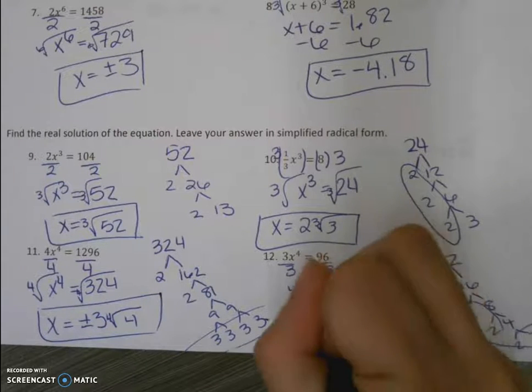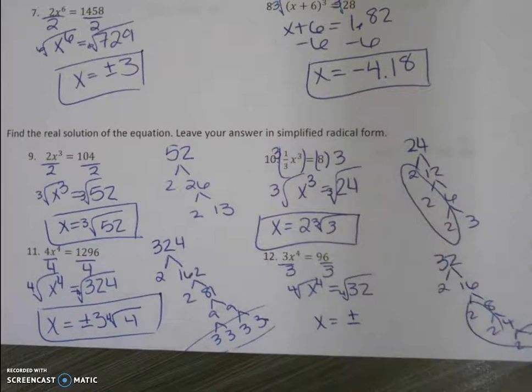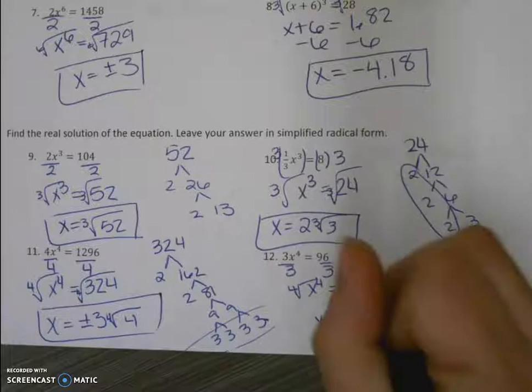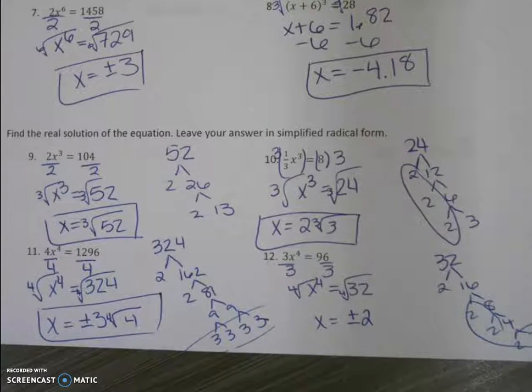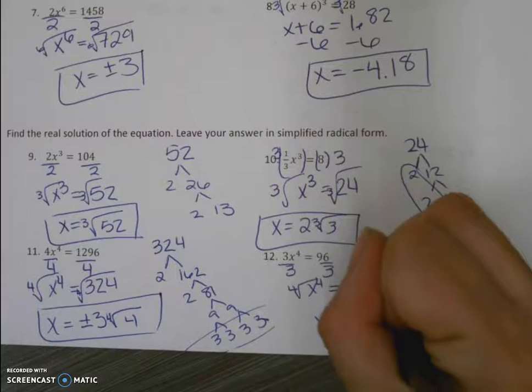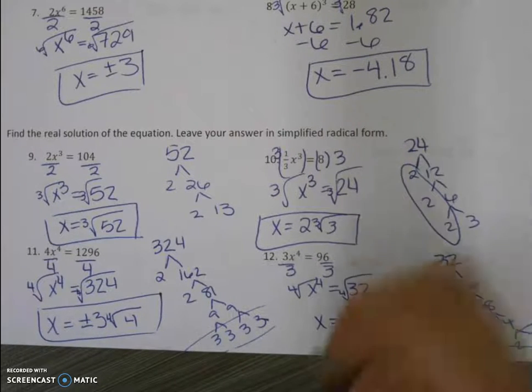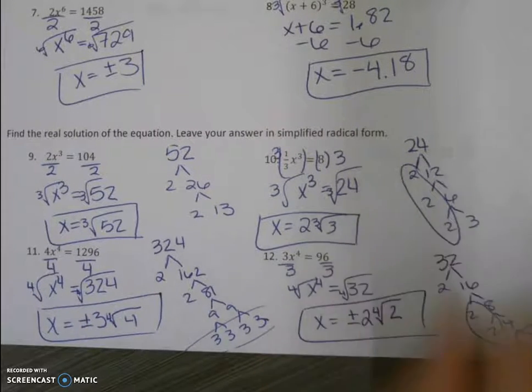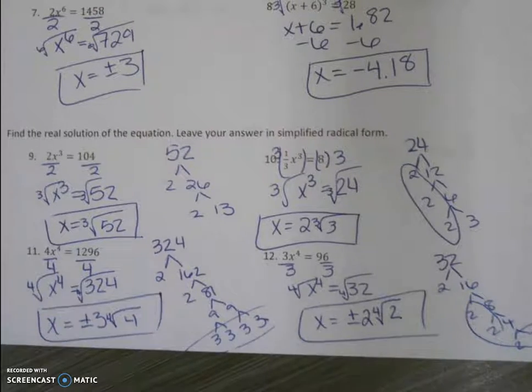So my answer is going to be x equals plus or minus, because it was an even exponent. The 2's that I circled go on the outside, and this 2 that I didn't circle goes on the inside. And that's my answer. Moving on.